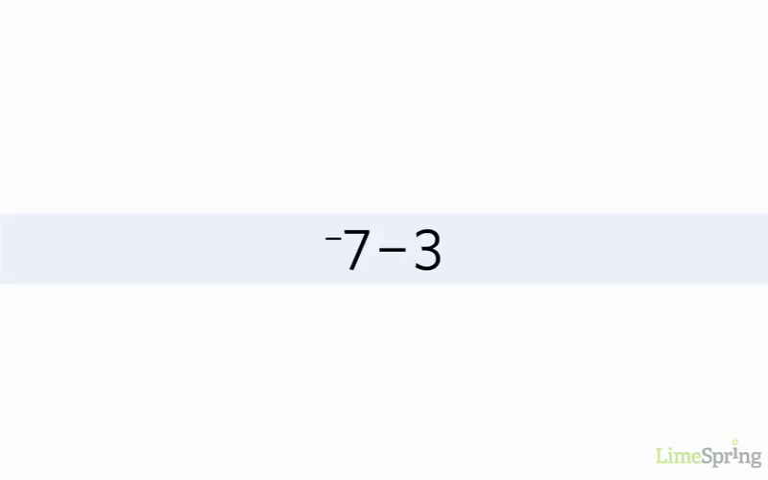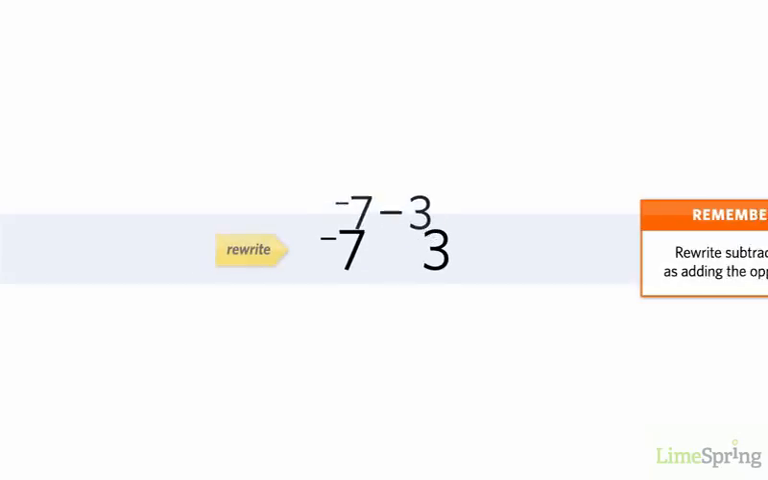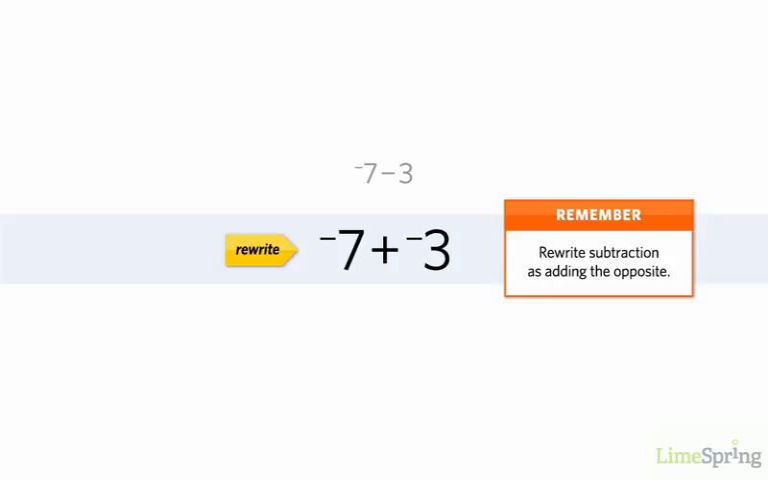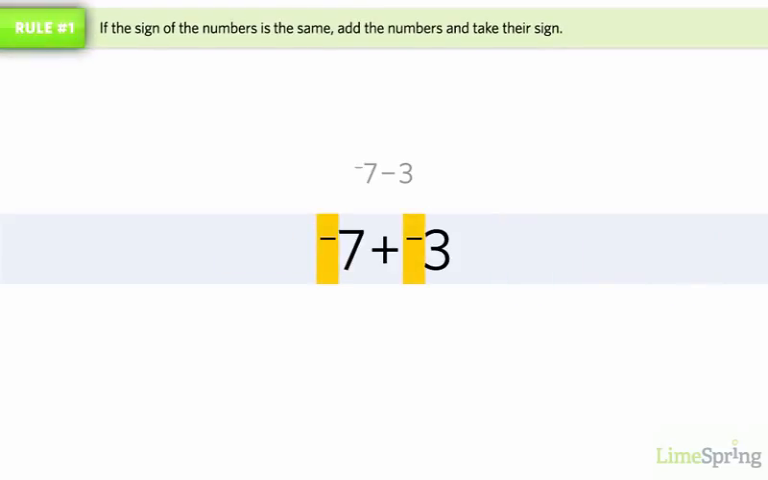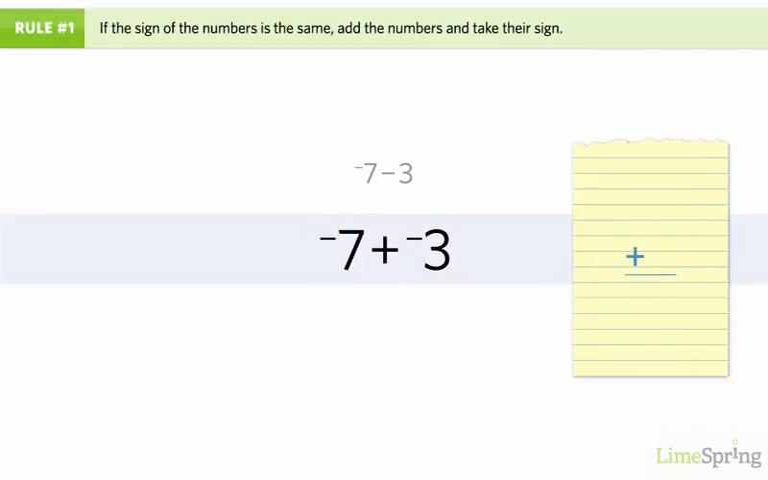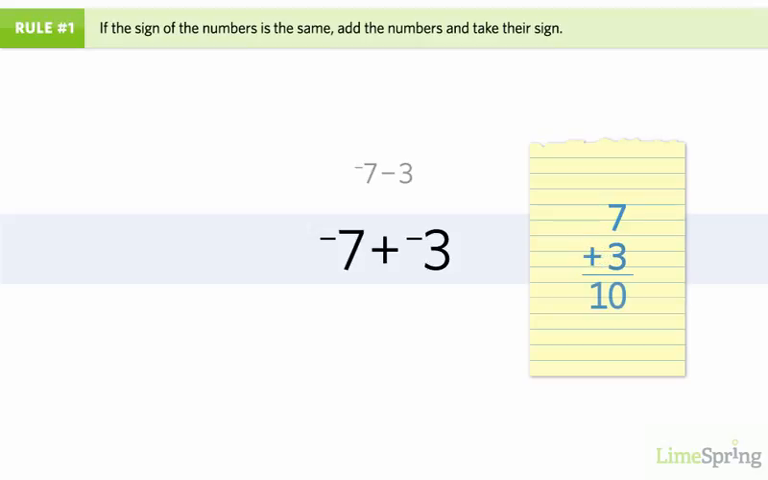What if we were given the problem -7 minus 3? Again, we have a subtraction problem, so let's start by rewriting it as an addition problem to get -7 plus -3. The sign of the numbers is the same, so what do we do? We just add them up and take their sign. 7 plus 3 equals 10, and since both numbers are negative, the answer is -10. Not bad, right?